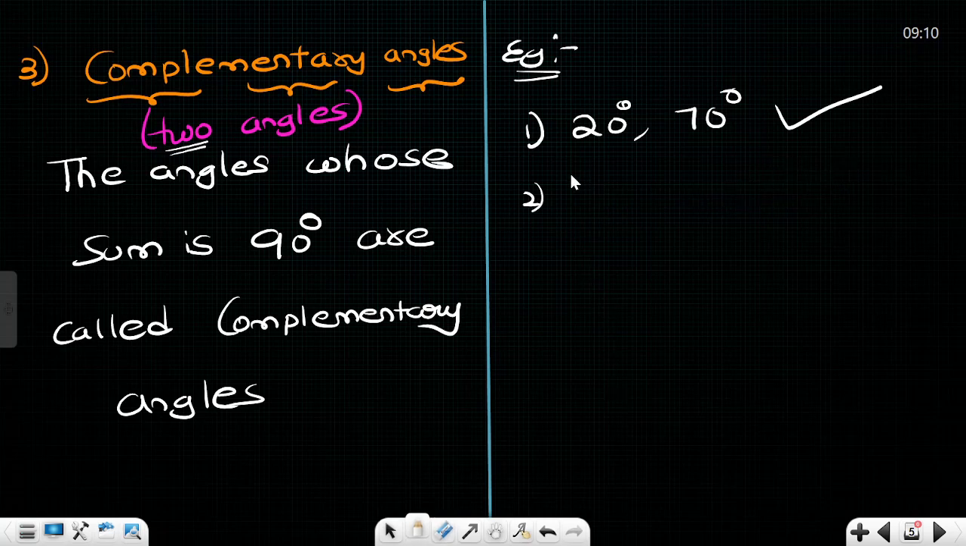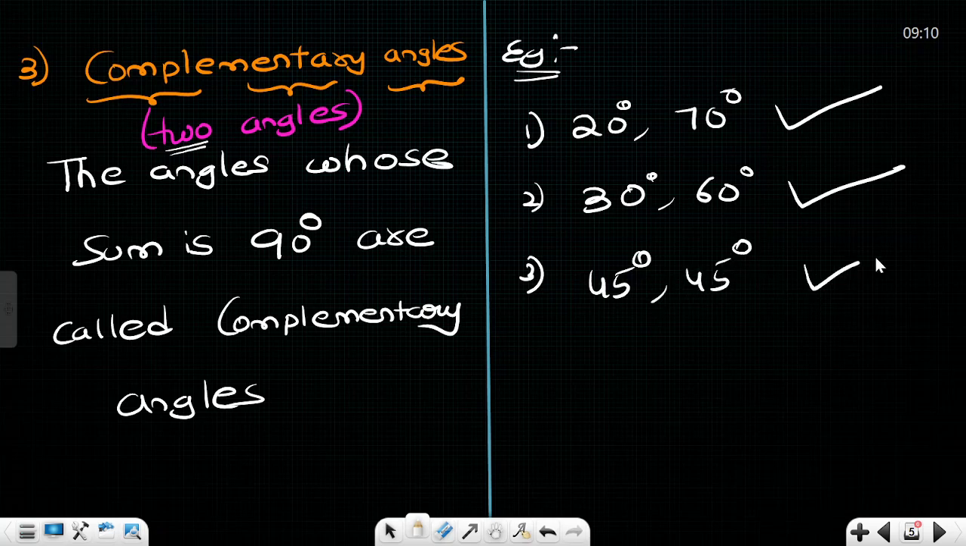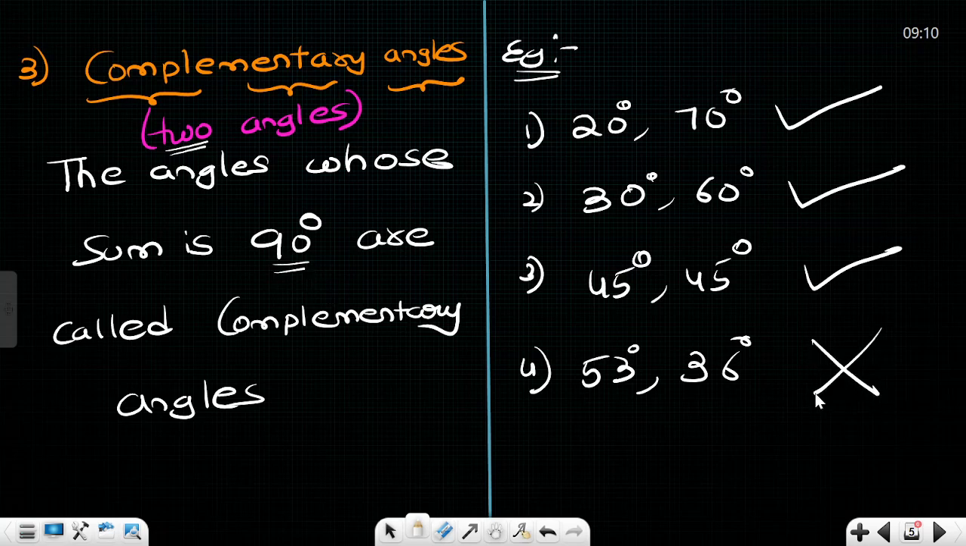Now another example which I wanted to give you, 30 degrees and 60 degrees. These are complementary. Next, 45 degrees and 45 degrees. These are also complementary. 53 degrees and 36 degrees. Are these complementary or not? Check it. 53 plus 36 is going to be 89 degrees. Right? So 89 degrees is not 90 degrees. Therefore, these are not complementary angles. So these are the examples for complementary angles.